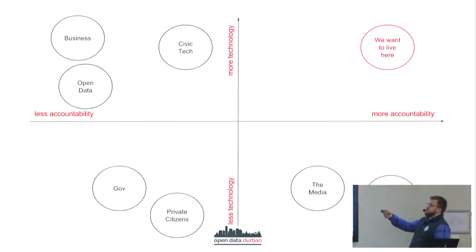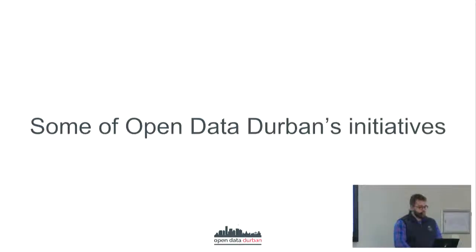And a lot of the time, open data has kind of sat in the space where, at least in the first few waves of open data, it was just get data out there, rather than what is the data saying, what is the story being told, what is the point of this data. And then you get certain things like private citizens, particularly in South Africa, who sit lower in the technology space, then government. And as you move forward, you get things that are a bit more accountable, things like the media, things like civil society. But we want to see, can we exist in the space that's up here? More technology, using technology, and driving accountability with it.